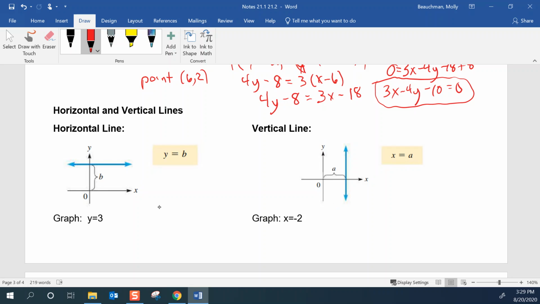So if you were to graph y is equal to 3, that would hit the y-axis at 3. There would be your horizontal line at y is equal to 3. If we were to graph x equals negative 2, it's going to hit the x-axis at negative 2, and that would be a vertical line. And just a reminder, a horizontal line has slope 0. A vertical line has undefined slope. Not 0, not no slope, but undefined.